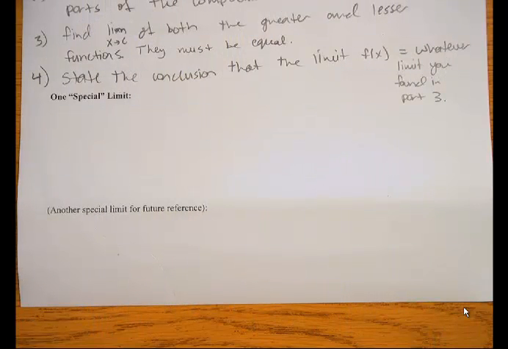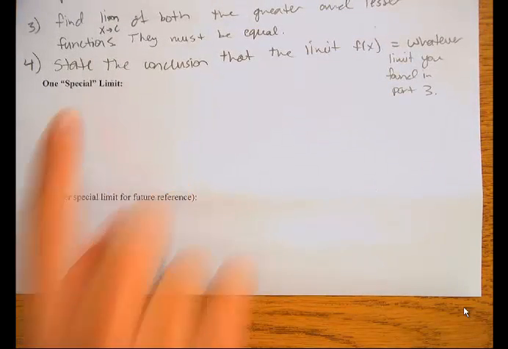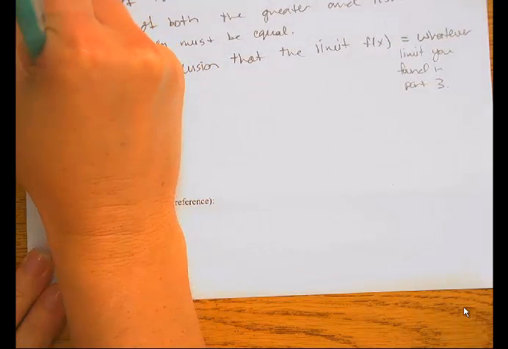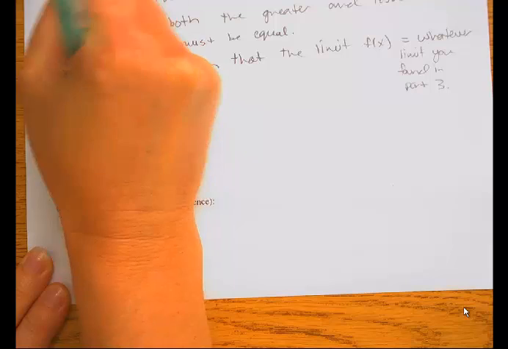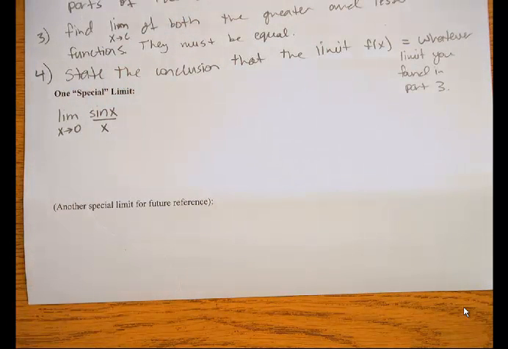For other unique cases, we are going to fall upon this special limit here, and that special limit is the limit as x approaches 0 of sine x divided by x. I'm going to just give this limit to you. That's why I'm calling it special. You're not going to have to prove it or anything like that. You just need to remember it.